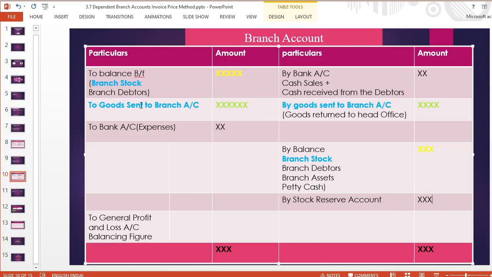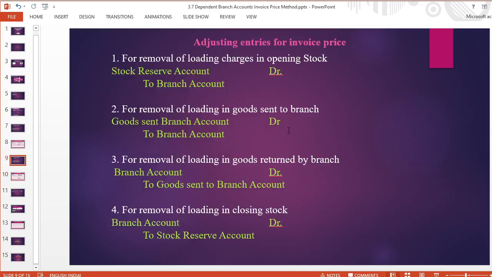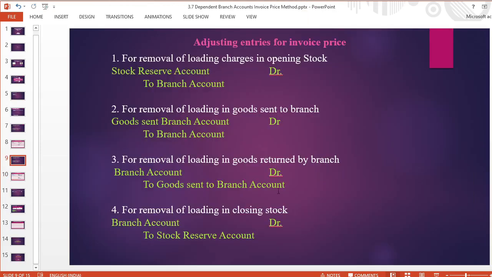And the second thing, goods sent to branch account. So here again I have an entry, goods sent to branch account debits to branch account. Again on the branch account credit side, the entry is by goods sent to branch account. Here I should record the loading charges, the profit details of goods sent to branch. So that I should record here. And the third one is goods returned by the branch to head office. So let us see the entry here.